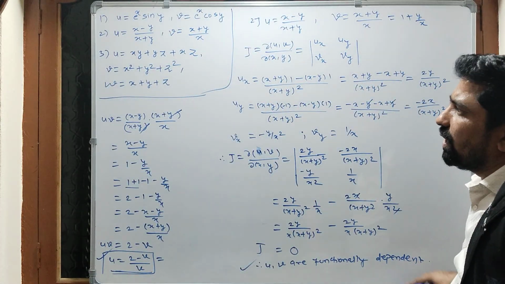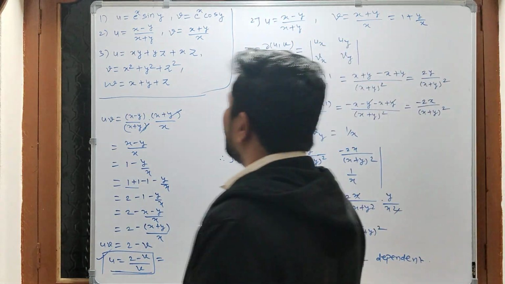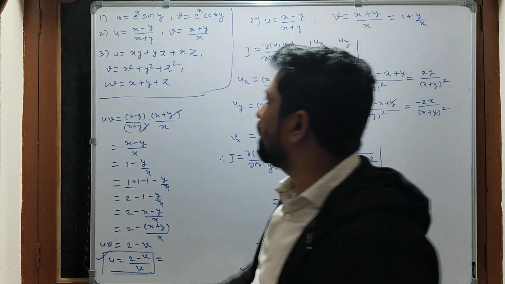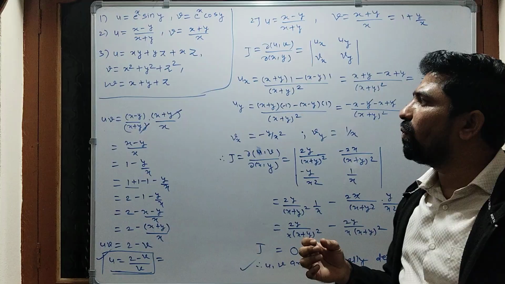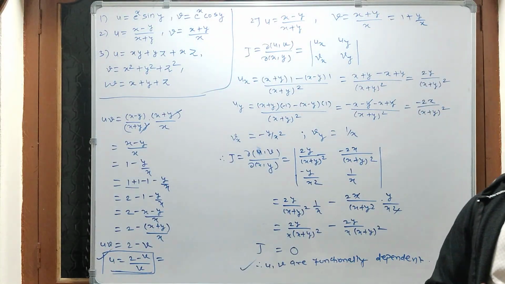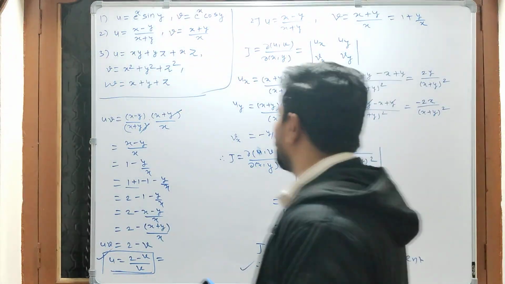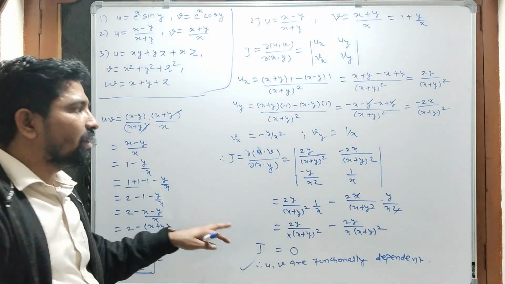Now I want to check example number 3. Here u equals this, v equals this, and w equals this. Are u, v, w functionally dependent or independent? Please pause and write.